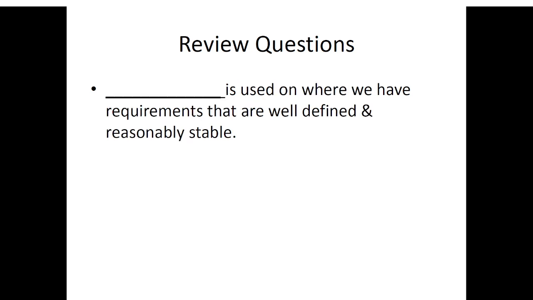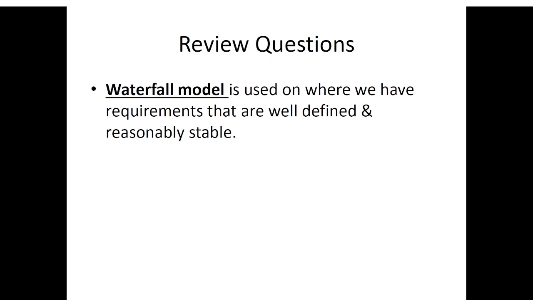Second, dash is used where we have requirements that are well defined and reasonably stable. The answer is very clear because we started with this particular model. The answer is waterfall model. The waterfall model is used when the requirements are very well defined and at the same time reasonably stable. That means they are not going to change in the due course of the development of the product or the software.